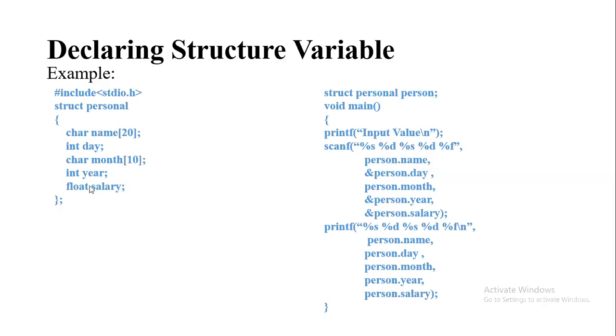So here we have defined the structure. Then here we have declared a structure variable. Then we have taken input for the structure member elements. Then we have printed the values of the structure members. Is this clear? Yes. Okay. So we'll continue.